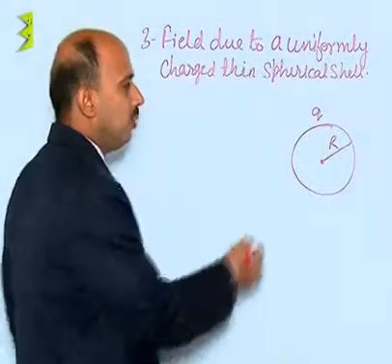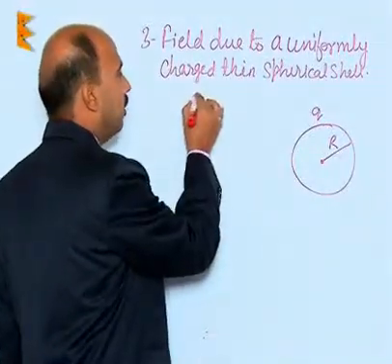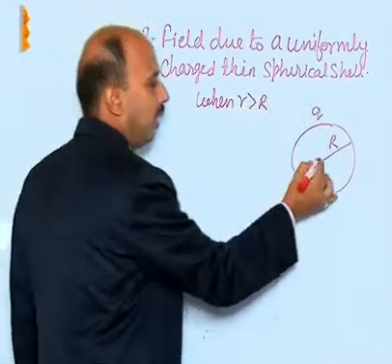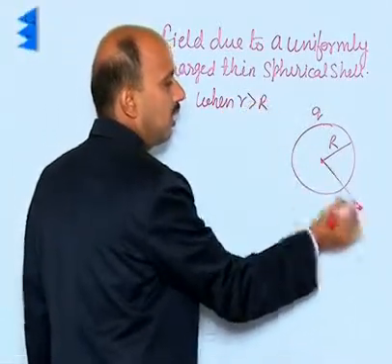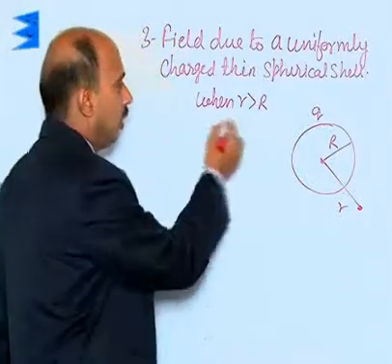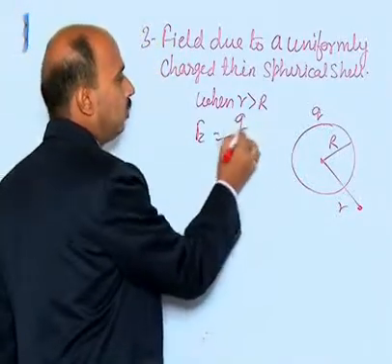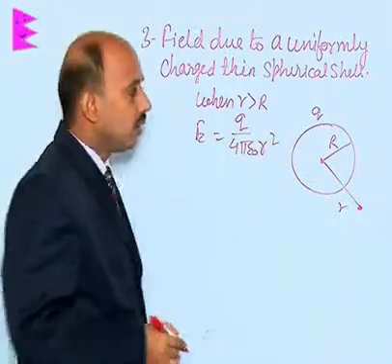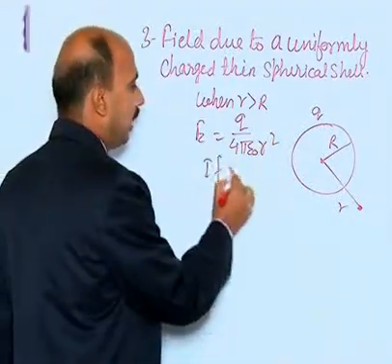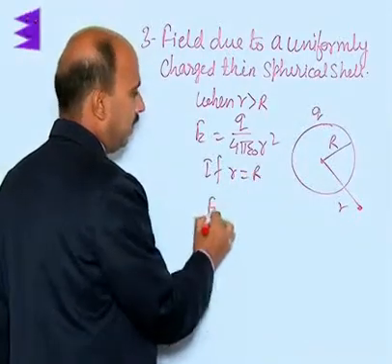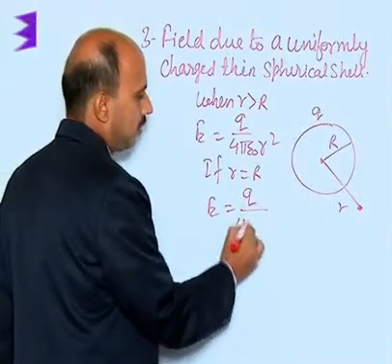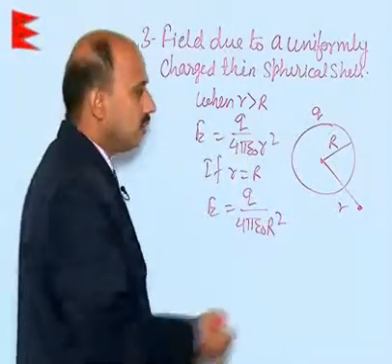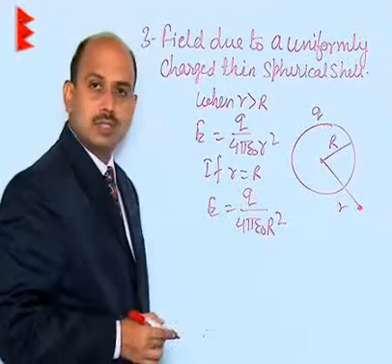So in the first case, when r is greater than R, the point is somewhere here, and we calculate the electric field intensity at this point. We have got E is equal to Q by 4 pi epsilon naught r square. Now if you take r is equal to R, then the electric field intensity will become Q upon 4 pi epsilon naught R square. So on the surface of this shell it is this much.